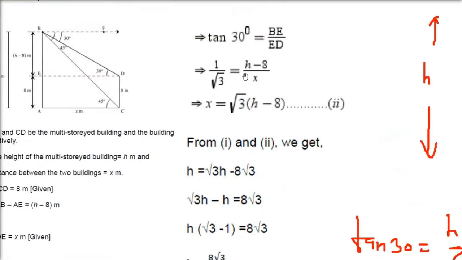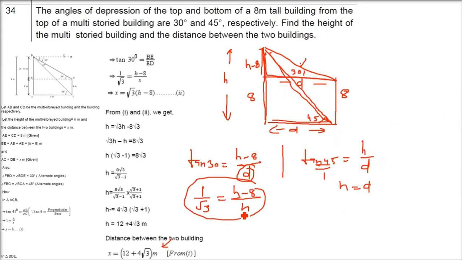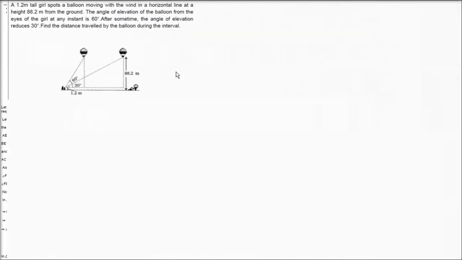I didn't give you a proper line by line solution. This is the line by line solution you have to do. Rationalization factor root 3 plus 1, you have to employ this, multiply this. Then only 12 plus 4 root 3 will come. Okay. This is the way you have to solve, and then only you'll get the full marks.